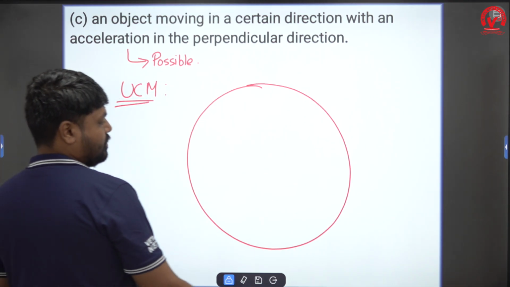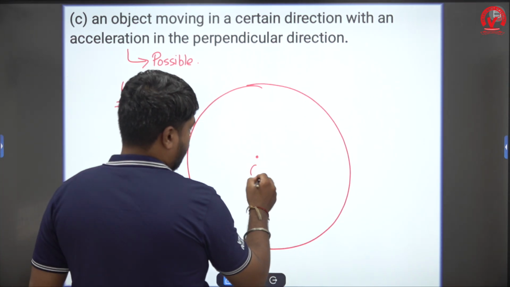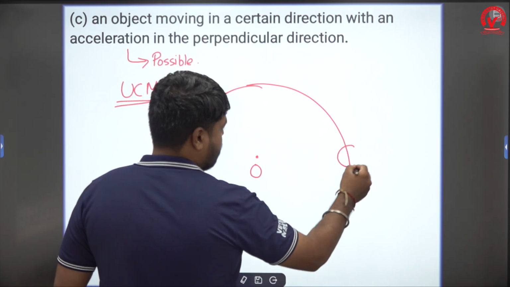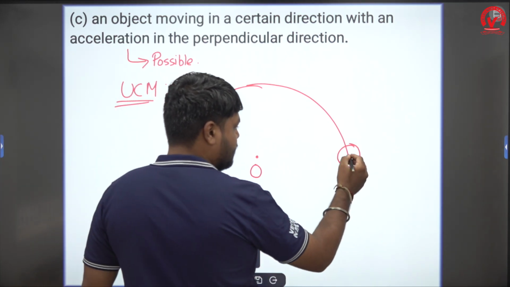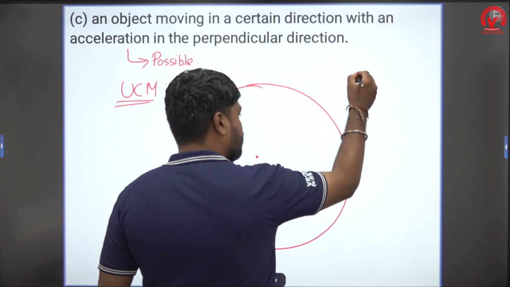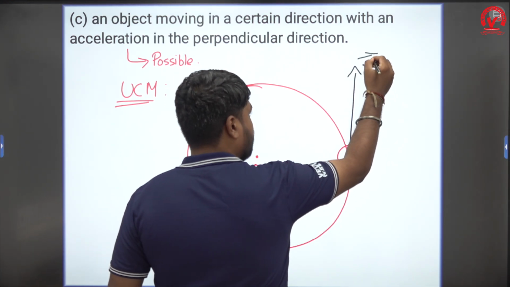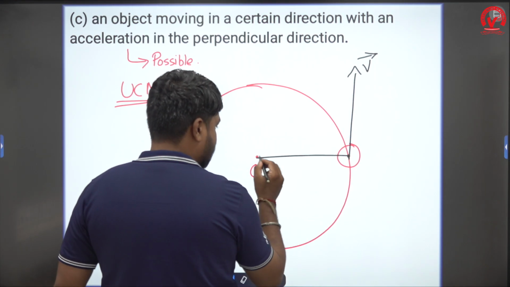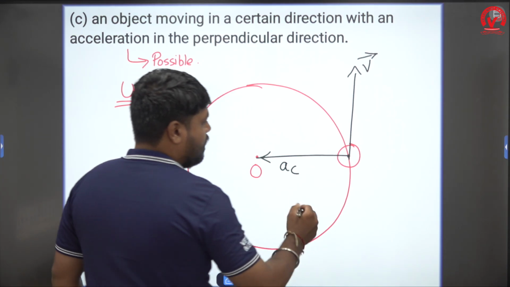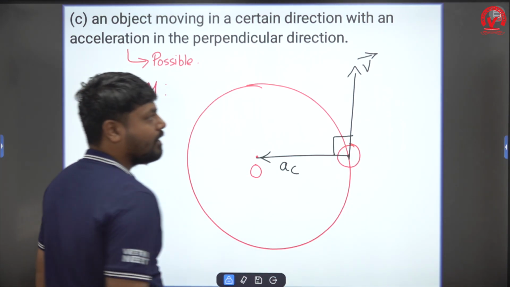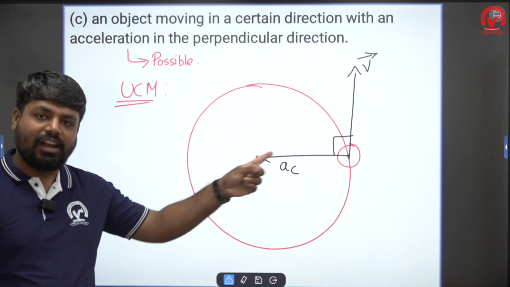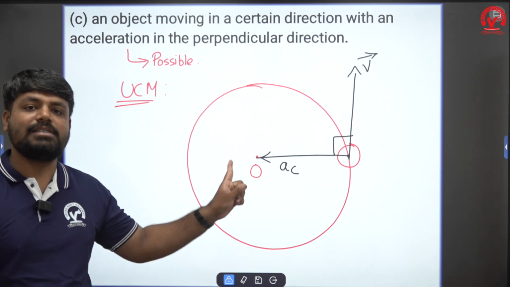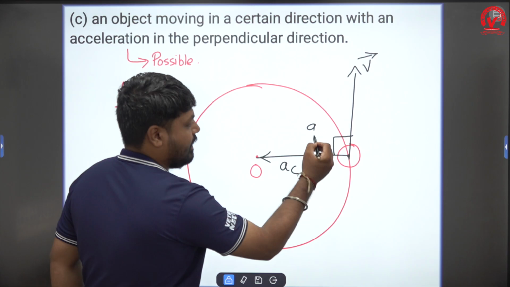In uniform circular motion, consider this is the center point O and here is the object. At this point, what is the velocity? Draw a tangent. This is the velocity. Where is the acceleration? Acceleration acts towards the center. So what angle is it making? In uniform circular motion, the angle between velocity and centripetal acceleration is 90 degrees.